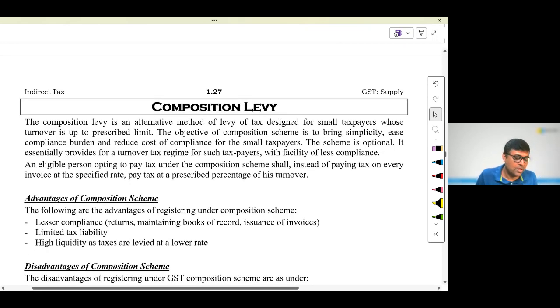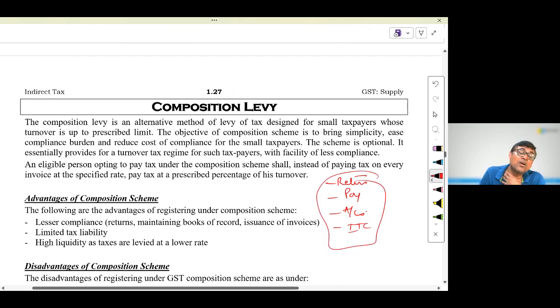Composition levy. It is an alternative method to levy tax for small taxpayer. GST, for understanding and proper compliance, we require manpower. Ideally, you are supposed to file return, you are supposed to pay, you are supposed to maintain accounts, you are supposed to claim ITC, etc. There are a plethora of compliance burdens on a person who is registered for GST.